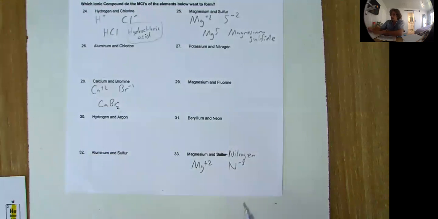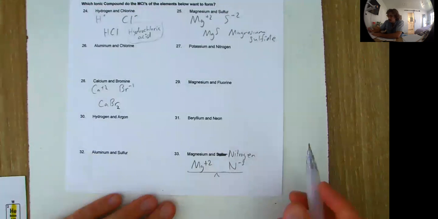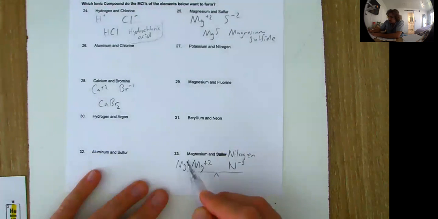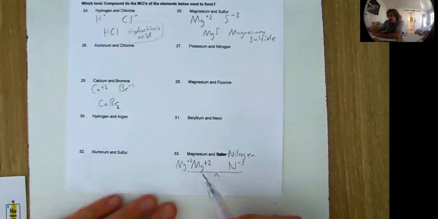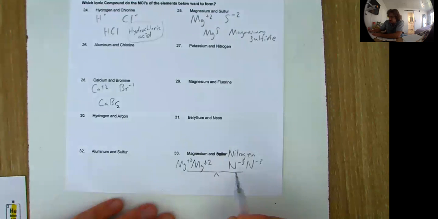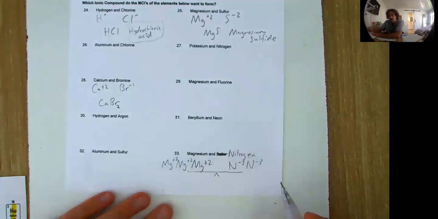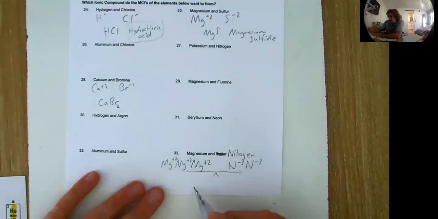Do the charges balance? Do they balance on a little balance beam? No, they don't. Nitrogen is winning right now. So magnesium's got to call over one of his friends. Well, look what happened here. Now the magnesiums are winning. Nitrogen's got to call over one of his friends. Oh, look what happened here. Nitrogens are winning. Magnesium's got to call over one of his friends. And now it's a fair fight with 3 magnesiums and 2 nitrogens. So the formula looks like this, Mg3N2.